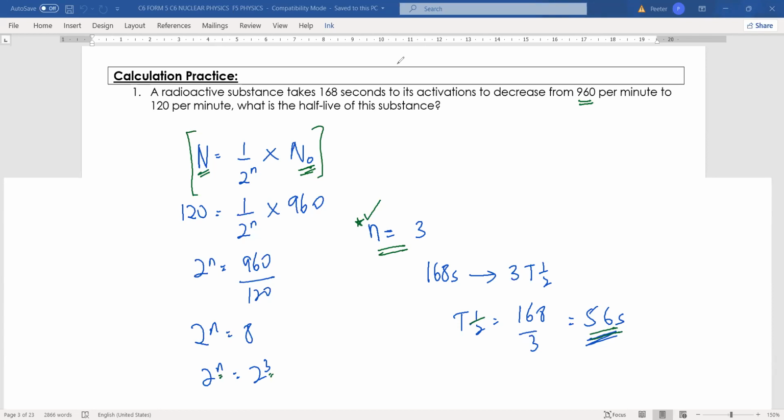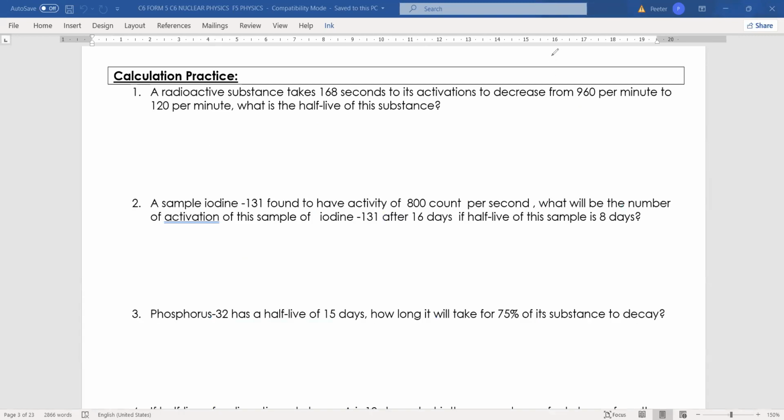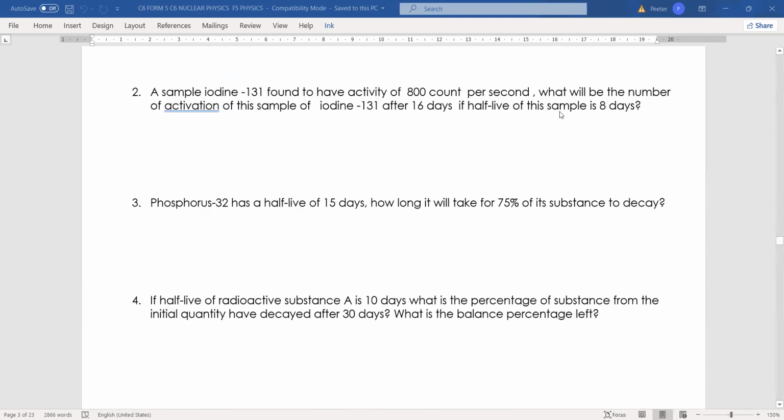Okay, let's see. Okay, next one, number 2. 800 counts per second. What will be the activity after 16 days if the half-life is 8 days? Now we can directly do it here. 800 counts per second. After the first half-life of 8 days, the remaining balance will be 400 counts per second.